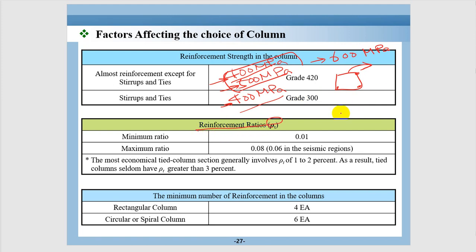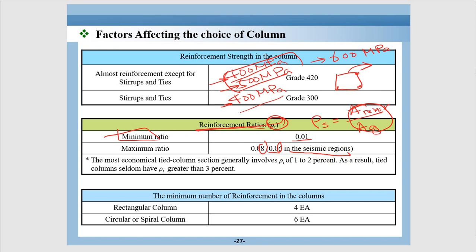And now we're talking about the reinforcement ratio in the column. So what is the reinforcement ratio as we learned in the previous lecture? It is the rebar over the gross area. This is called the reinforcement ratio, and the minimum reinforcement ratio of the column is recommended as 0.01, which is 1%, where the maximum ratio can reach 8%, but it's going to be limited to 6% in seismic regions.